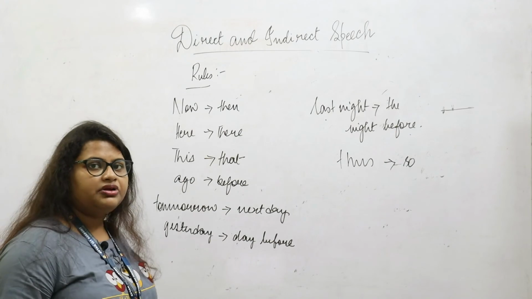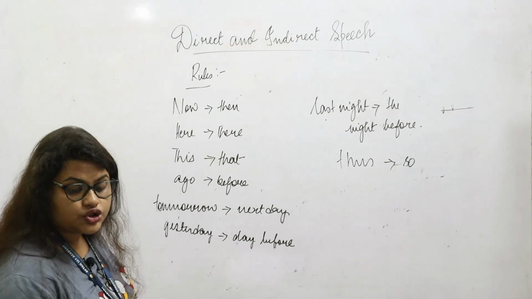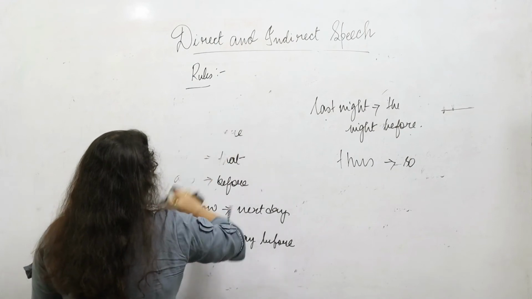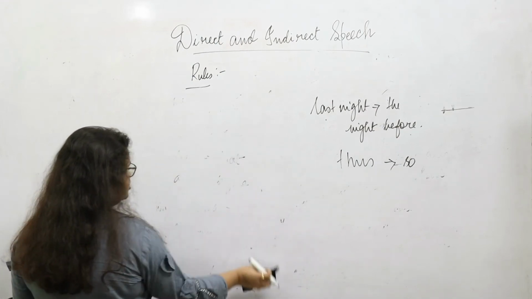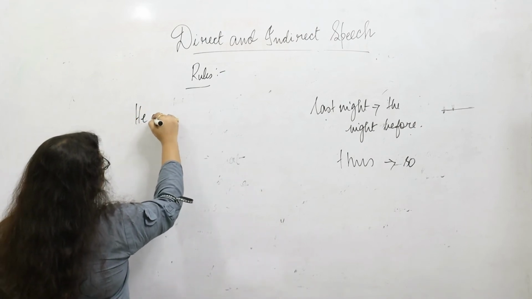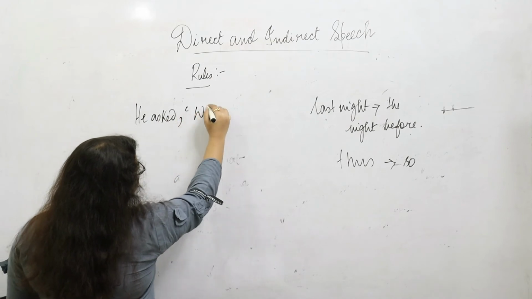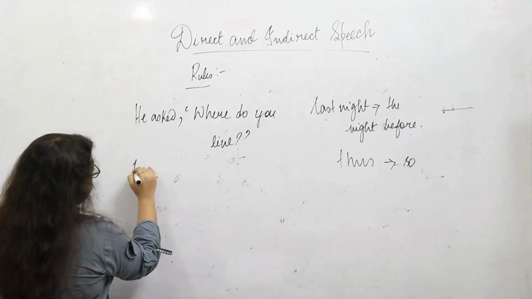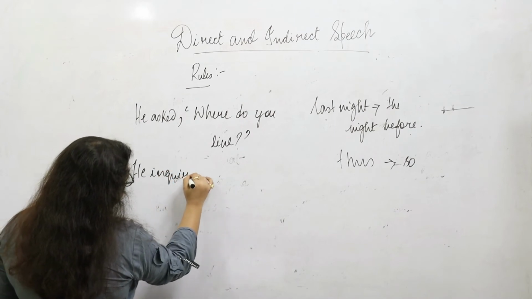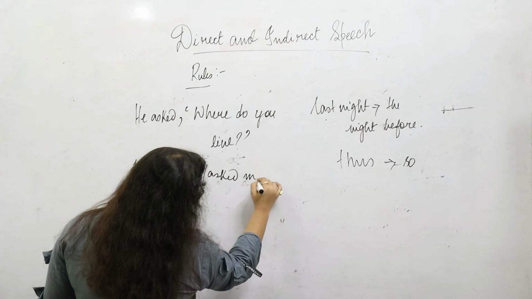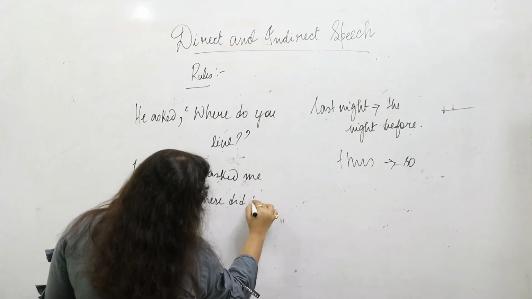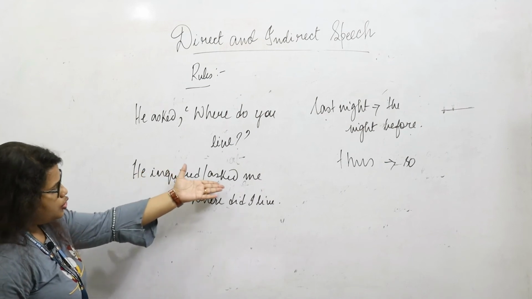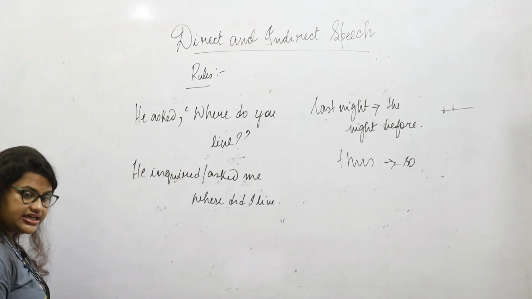Also, if we are not talking about statements and we are talking about question marks or exclamations, how would we change that? In the questions, for example, he asked, "where do you live?" It would change as, he inquired or asked me, "where did I live?" So this "asked" changes into "inquired," or you can keep it as "asked" also.